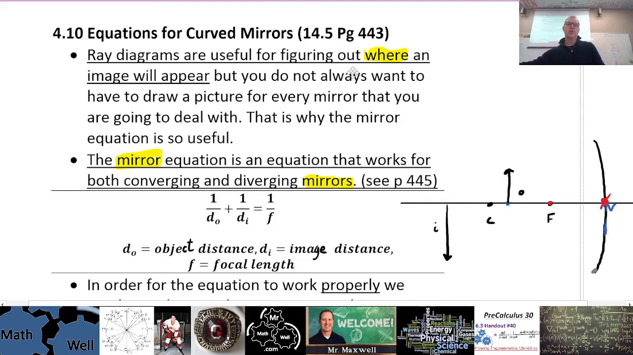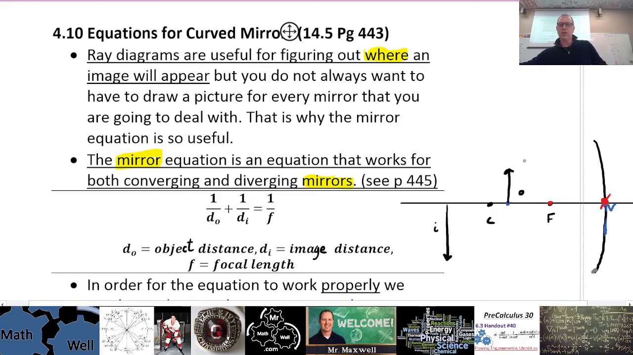Ray diagrams are useful for figuring out where an image will appear, and also for determining the important characteristics, like size, position, orientation, and reality. You can comment on those. Over here on the right, we have a ray diagram. So how did we find this image over here?